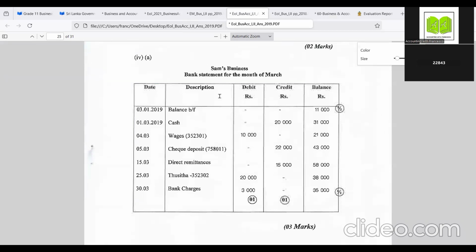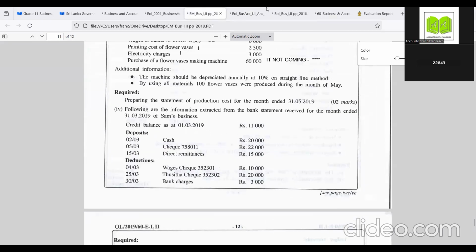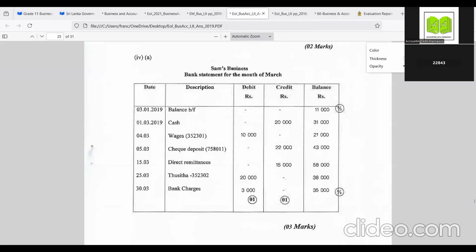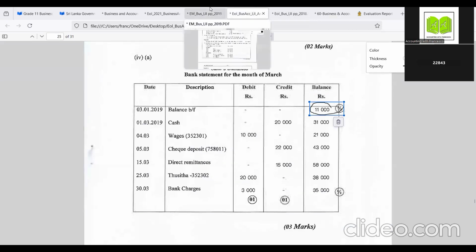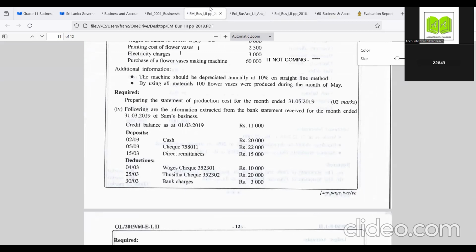They have given the opening balance in the question, 11,000. So obviously that should be recorded under balance. Then you have deposits and deductions. Normally in the cash book, if we receive money, we record deposit on which side? Debit. Deduction, credit. In the bank statement, it is the opposite way. In the bank statement, it is reverse. For the bank, our deposits are like deductions, and our deductions are like deposits. So that is the thing you have to remember.